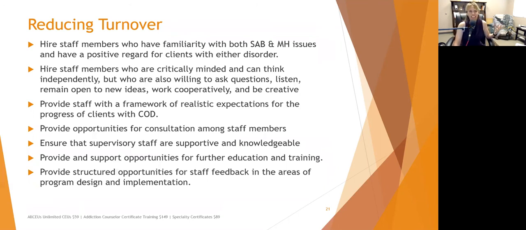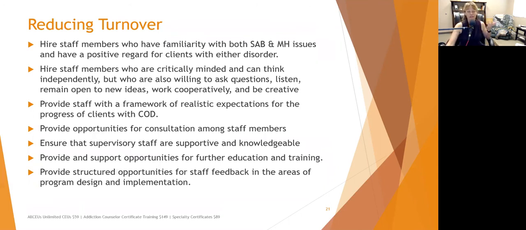And it was like a 10-minute presentation, but it helped all of us keep our nose a little bit in those journals. And provide structured opportunities for staff feedback in the areas of program design and implementation. Some of the best ideas for programming come from line staff, those clinicians that are working with clients day in and day out, and they're seeing this need that isn't being met, or they're seeing how we could enhance treatment by adding this program.